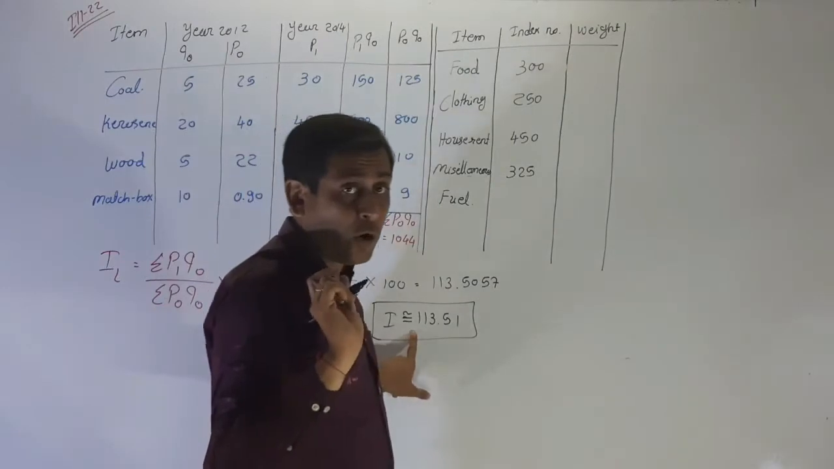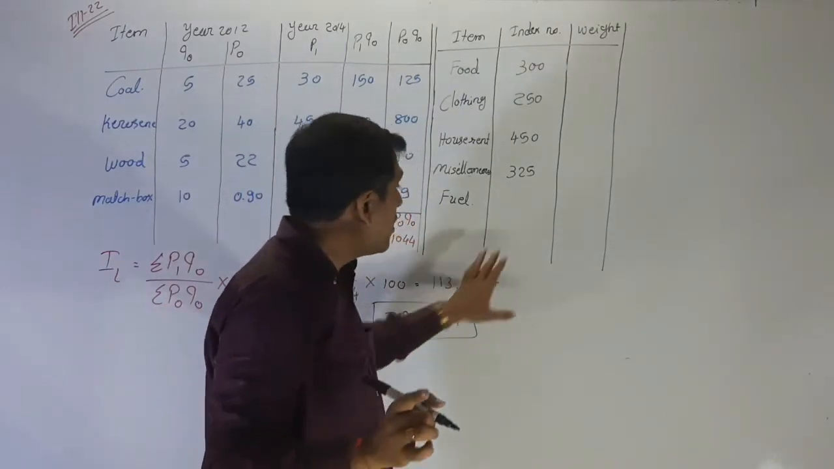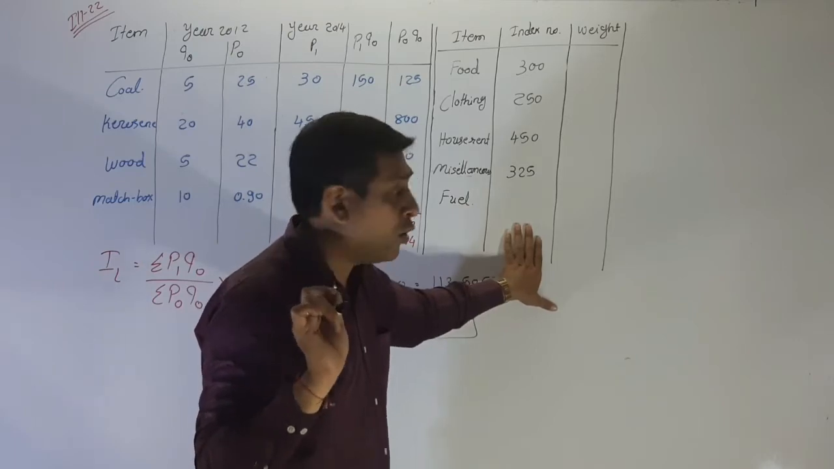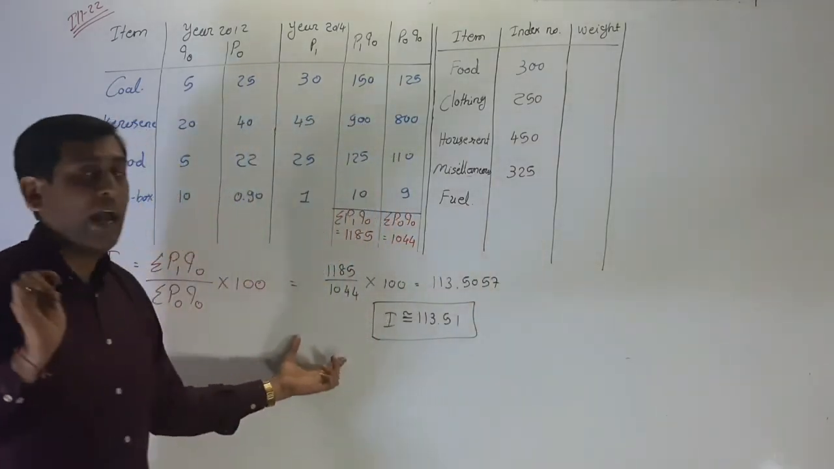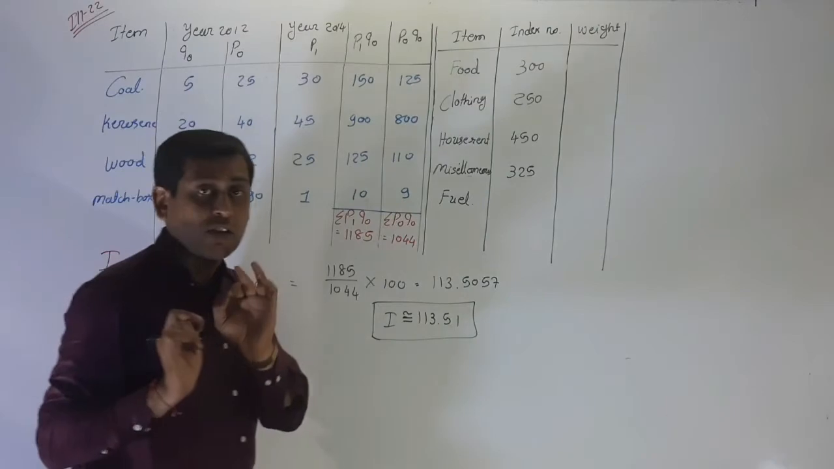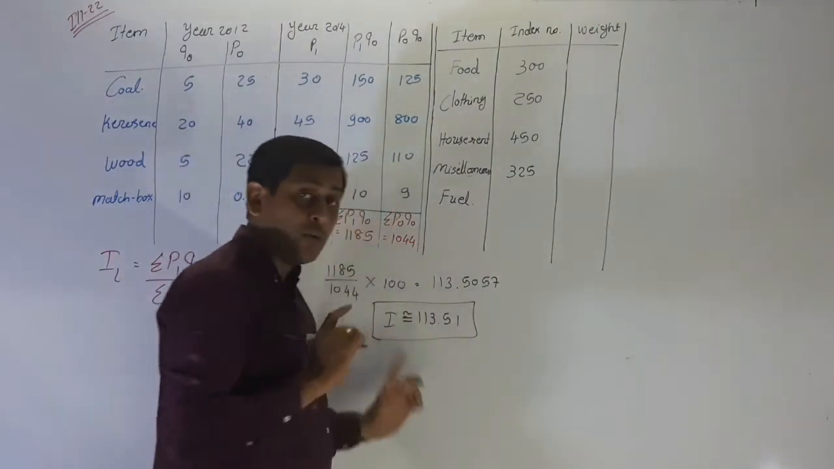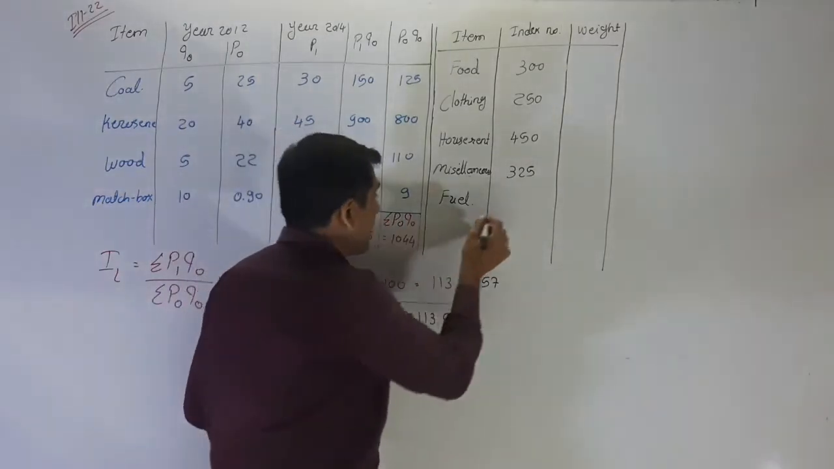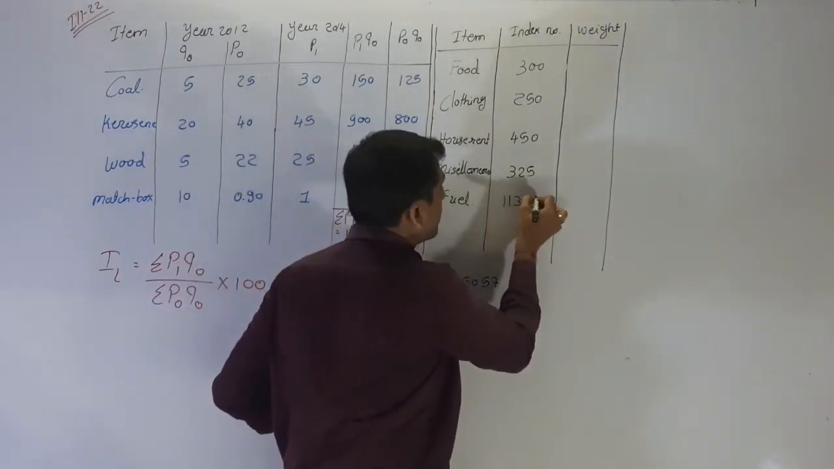That means if your first answer is wrong, here the second answer is also wrong. So you have to be very careful and alert for the first answer, because we are using that first answer in the second table, in the second calculation.